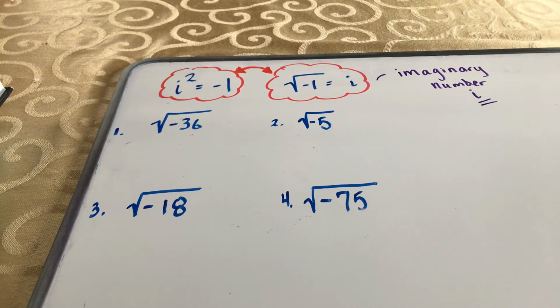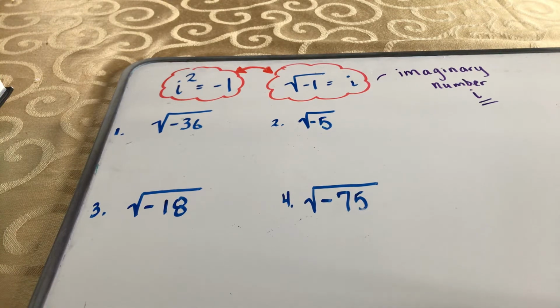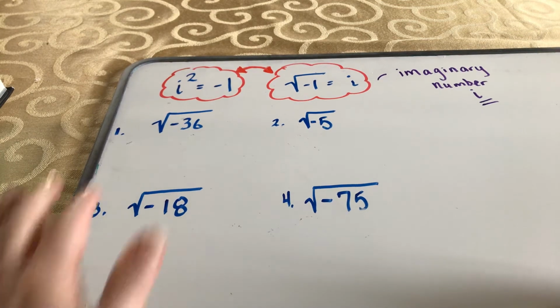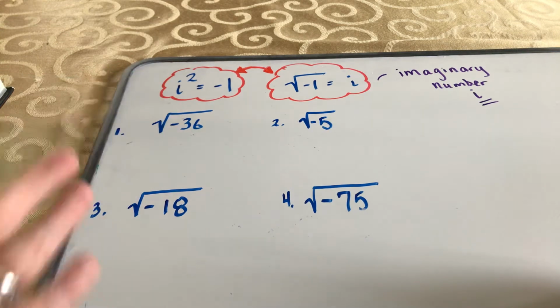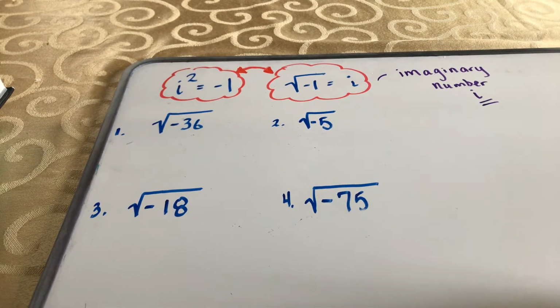All right, what you want to do is break your radical into different parts so that you can simplify it. So, for example, in number 1, it says the square root of -36. Okay, so how does that work? If we think of just the square root of 36, hopefully you're thinking, well, the square root of 36 is just 6. So what do I do with this negative?